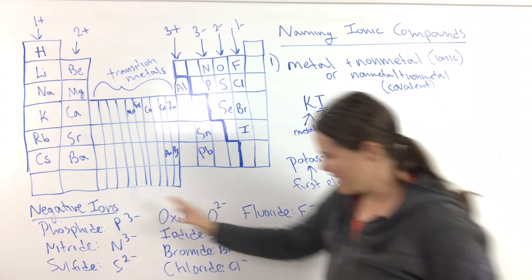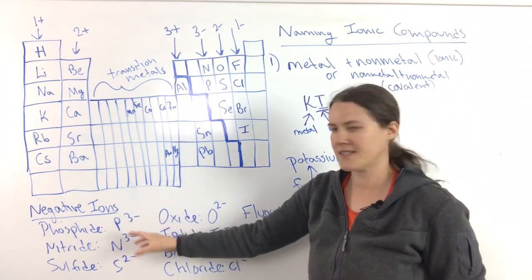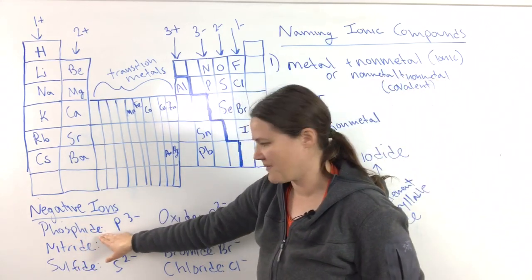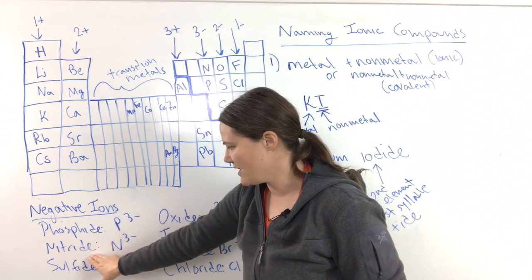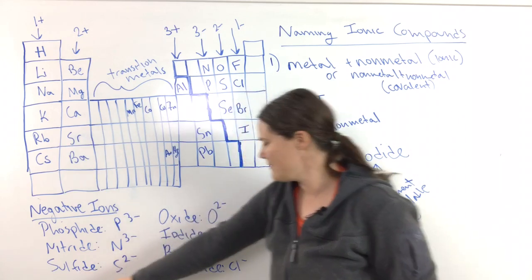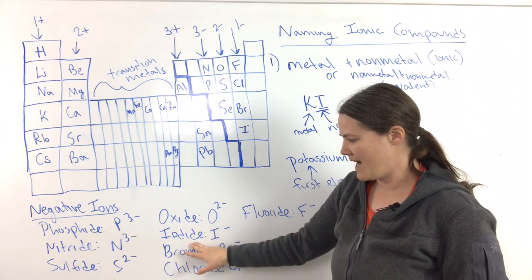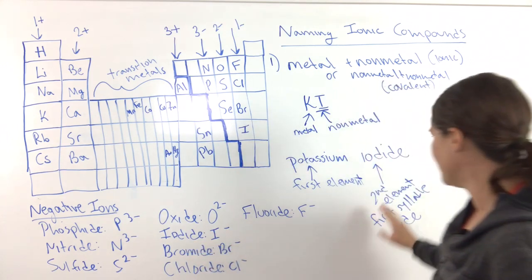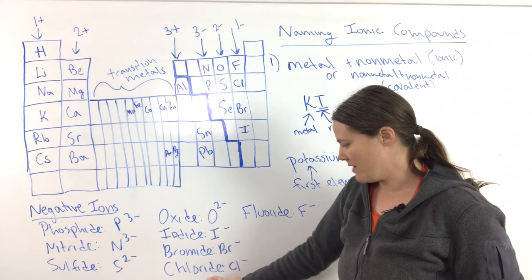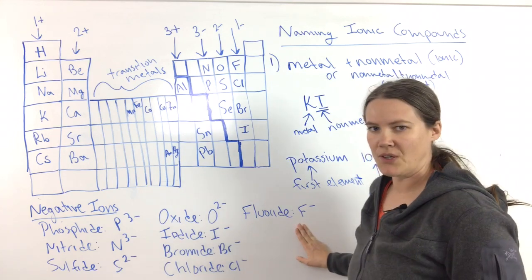And I have a summary of the different negative ions here. For instance, if we have phosphorus, this would be phosphide. If we have nitrogen, it would be nitride. If we have sulfur, it would be sulfide. If we have oxygen, it would be oxide. If we have iodine, it would be iodide, like we saw here. If we have bromine, it would be bromide. If we have chlorine, it would be chloride. And if we have fluorine, it would be fluoride.